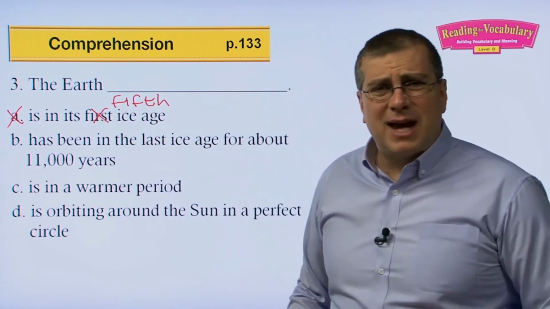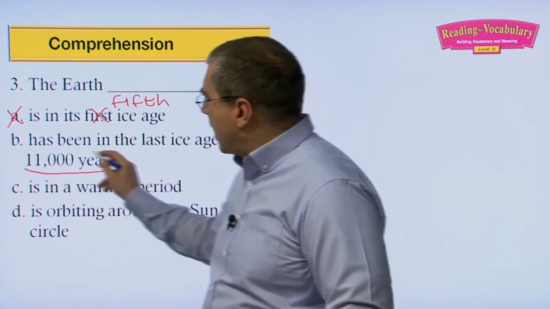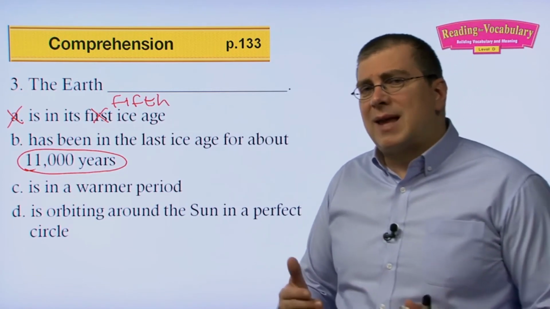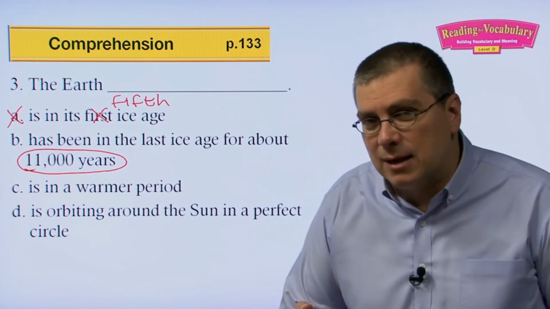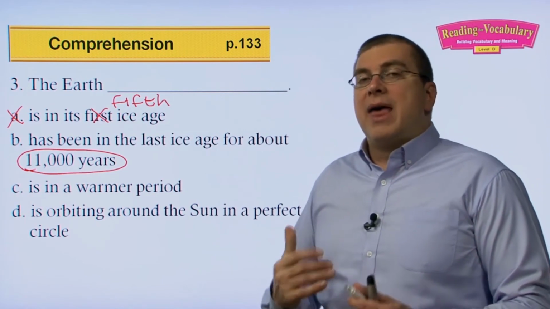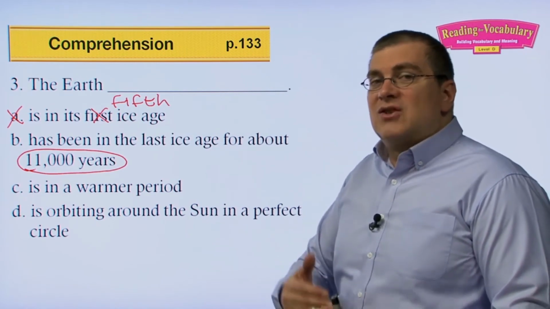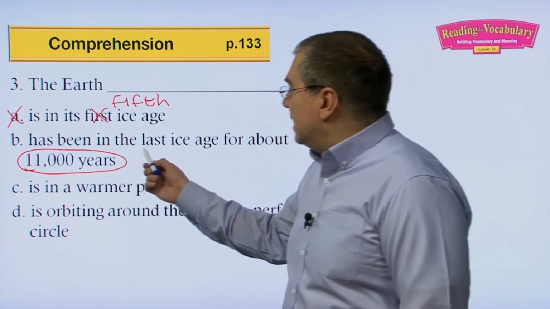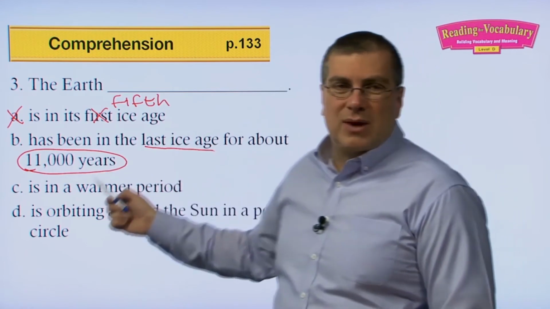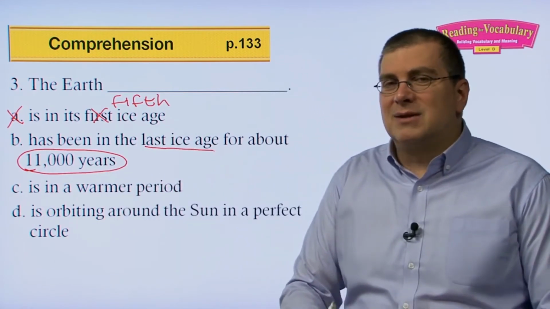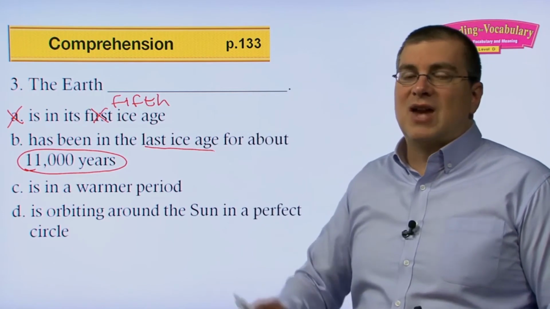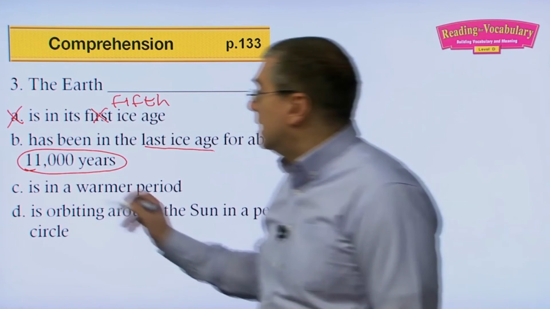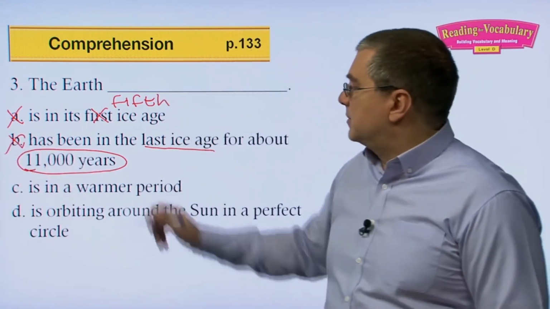Did the reading passage say that? The reading passage mentioned 11,000 years, but what did it say? It said, many people think the last ice age ended 11,000 years ago. That means that the last ice age started a long time before 11,000 years ago, and not that we've been in the last ice age for about 11,000 years. No, that's not what that means. It means that people think the last ice age ended 11,000 years ago, but that means the ice age started a long time before that. So that's not right. Let's skip C for right now.